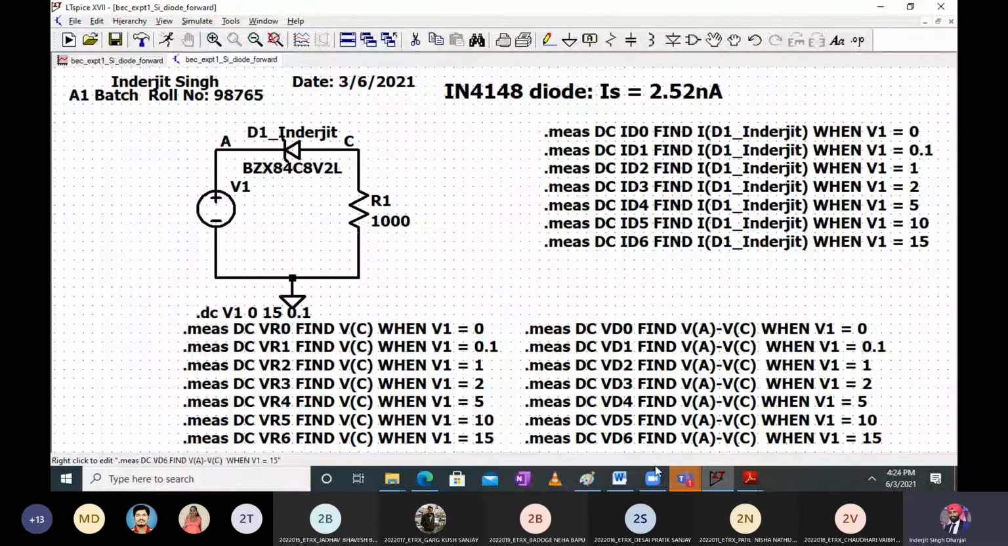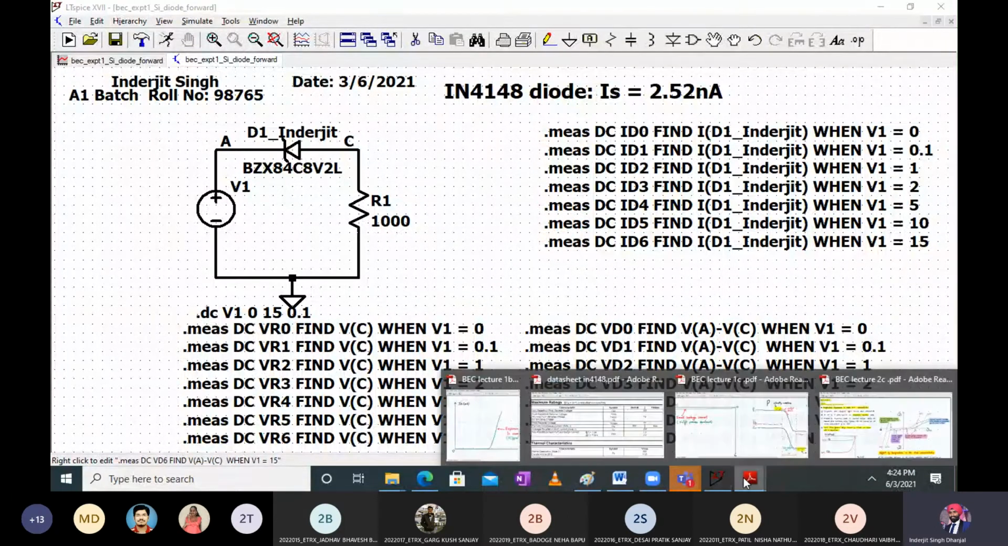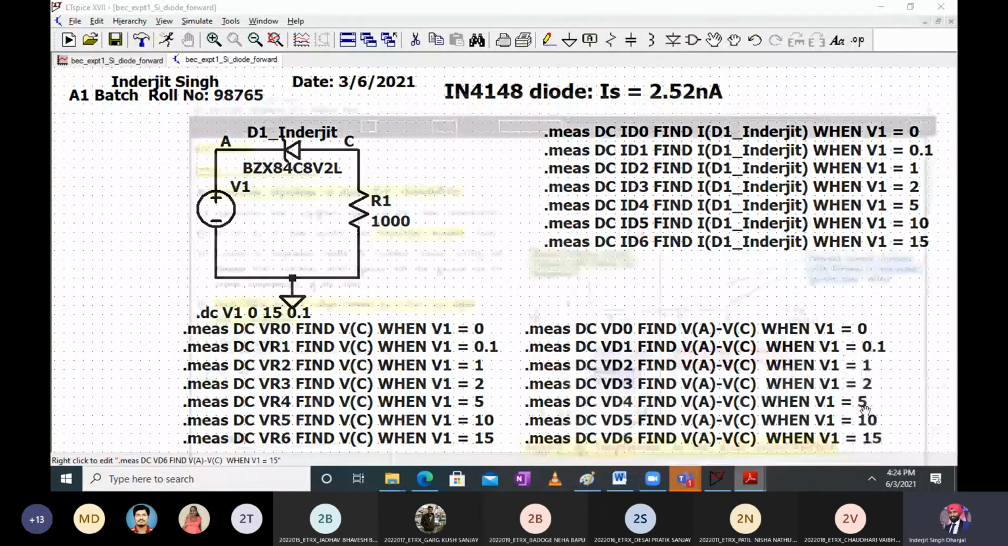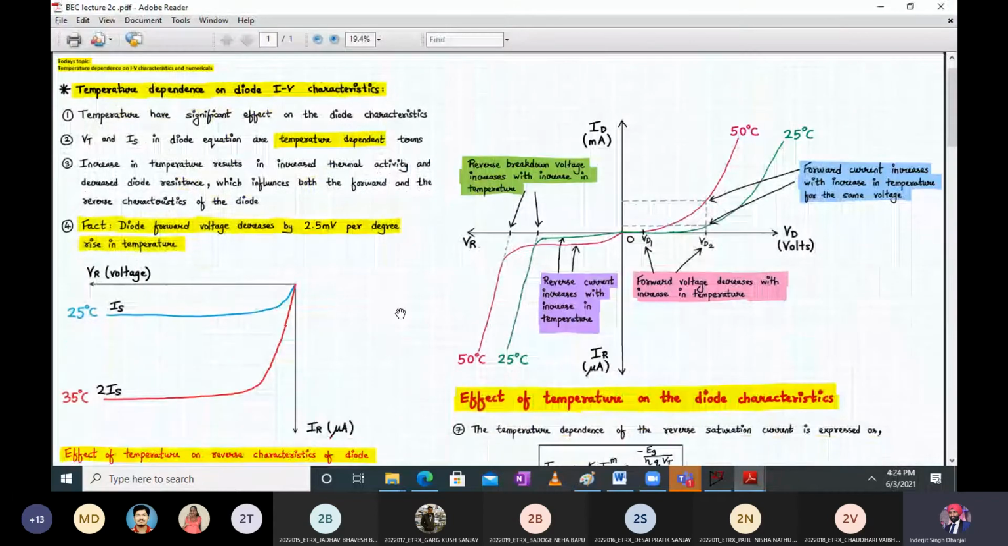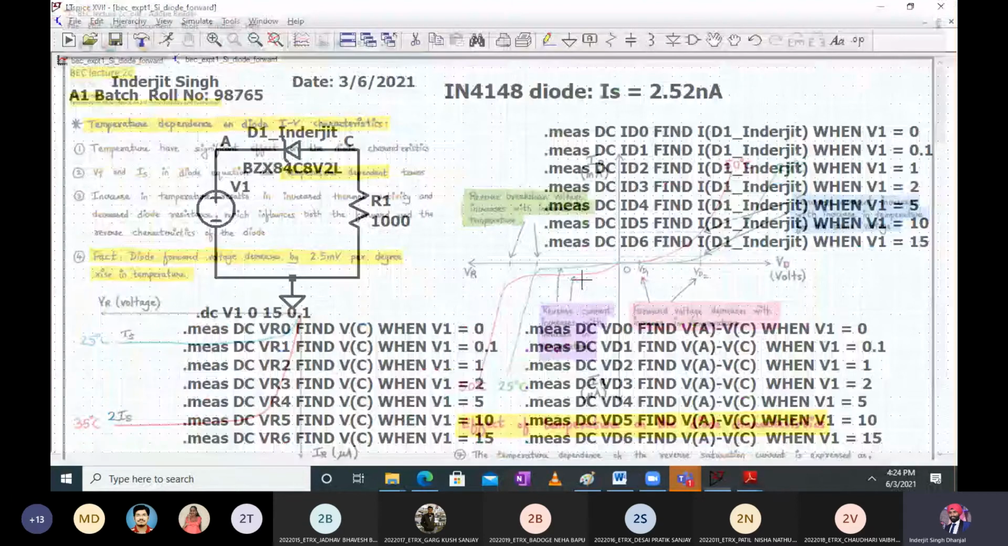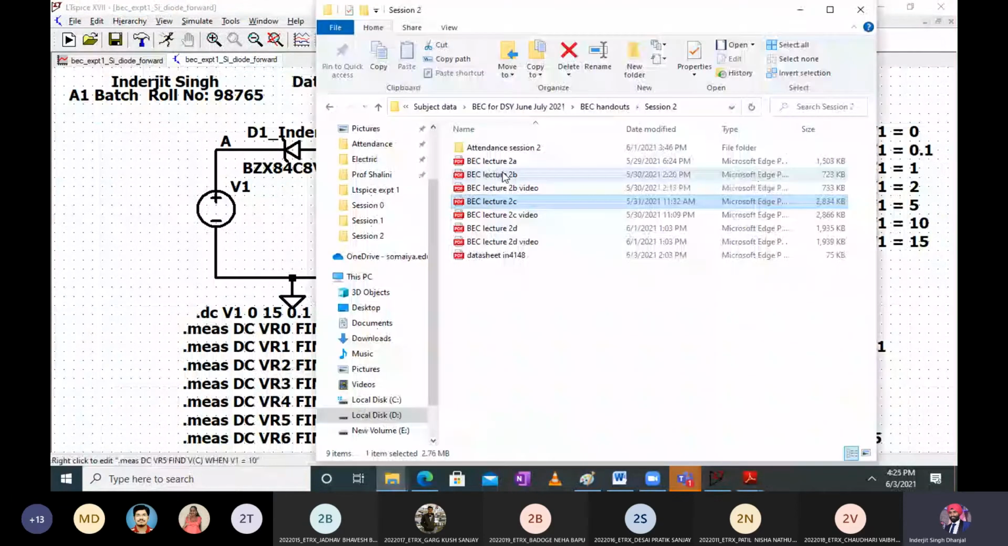Fine. So what I was about to show you, I forgot. What I was showing you actually is how to measure that knee voltage and all that. Where has that thing gone? I think it is in 2B. That is the content of the next lecture, but I want to show you how to measure the cut-in voltage or the knee voltage of the diode. It's not in this one either. Yes, it's in 2D. Yeah, here it is.